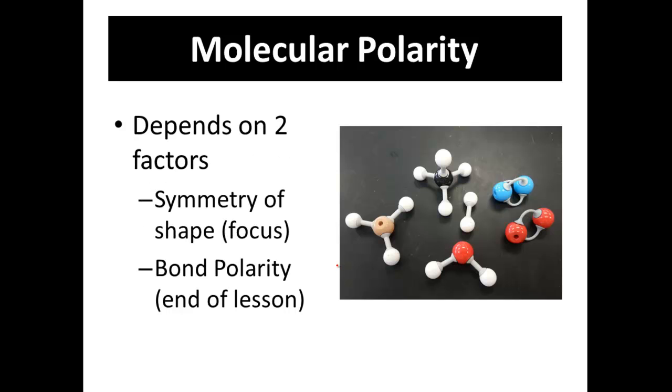based upon its shape. Molecular polarity does depend upon two things: the symmetry of the shape of the molecule and also the polarity of the bond itself. Just so we're crystal clear, this here is a bond, that's a bond, and that's a bond. There are three covalent bonds in that molecule I've identified. The whole entire molecule, though, is what we're talking about today. This is molecular polarity, not bond polarity. So we're going to be focusing on the whole entire molecule and the symmetry of that shape.